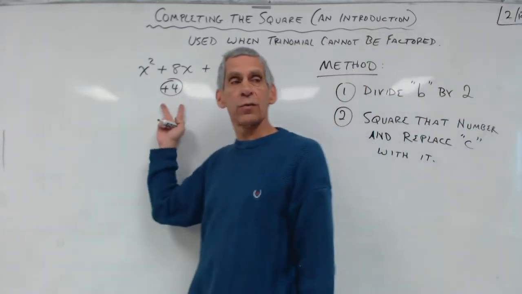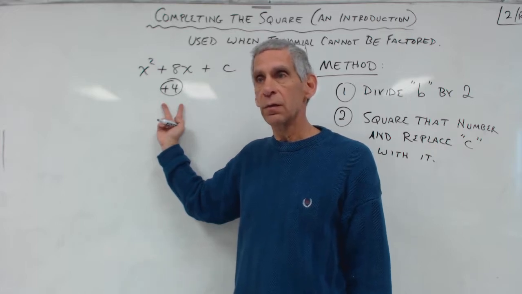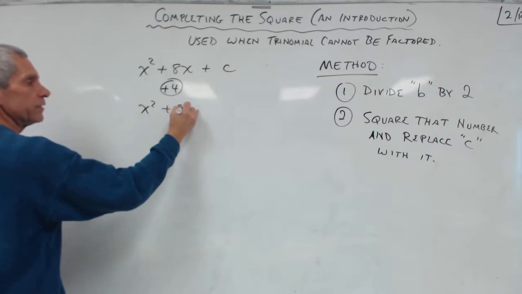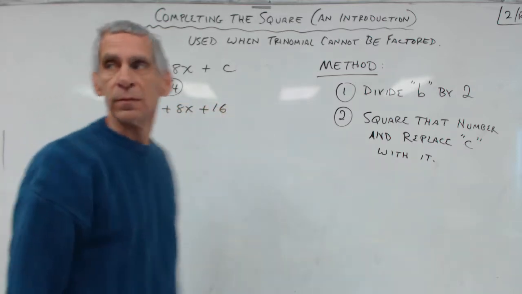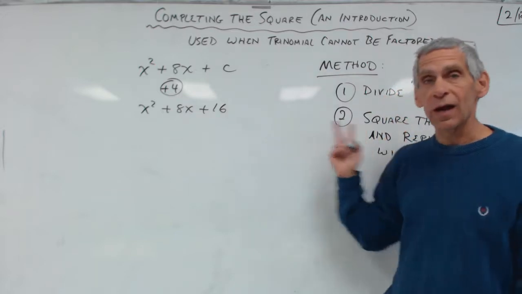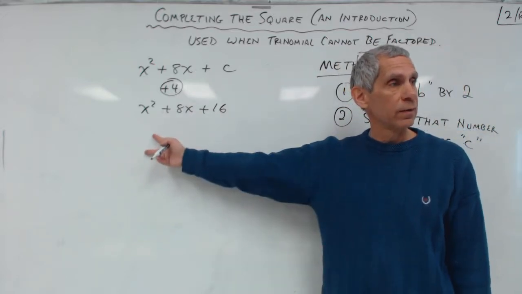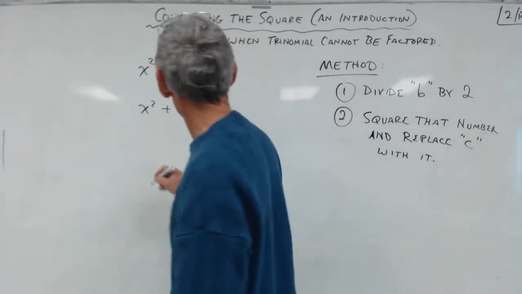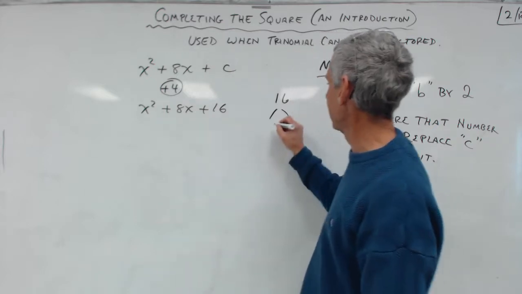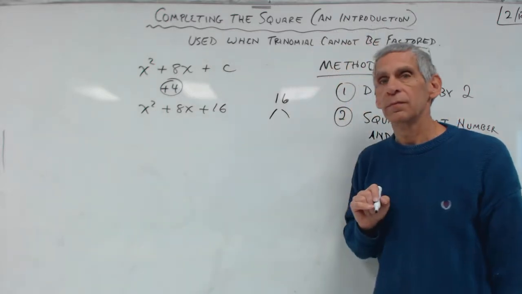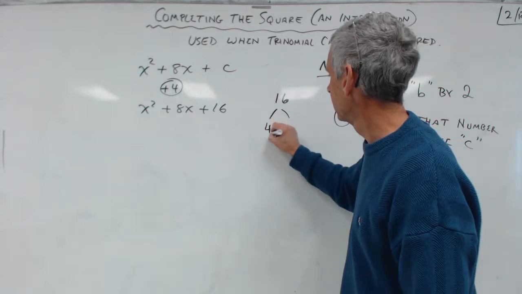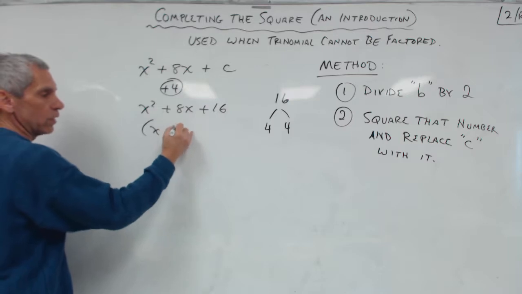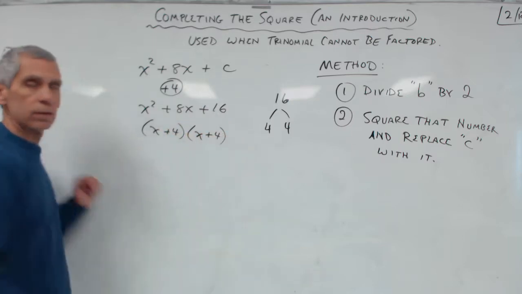So what's 4 squared? 4 times 4. It's 16. So C is 16. So now I'm going to do this: x squared plus 8x plus 16. Now, if we did this right, this would be a perfect square. Now let's factor it, just to prove it's a perfect square. Factors of 16 that add to 8: 4 and 4. So immediately I've got x plus 4 times x plus 4.